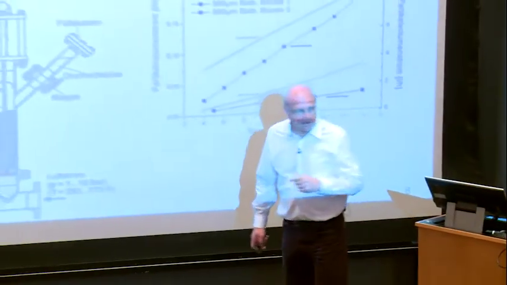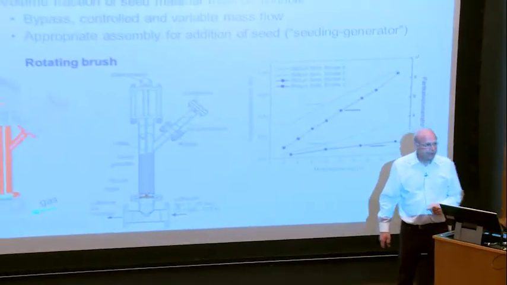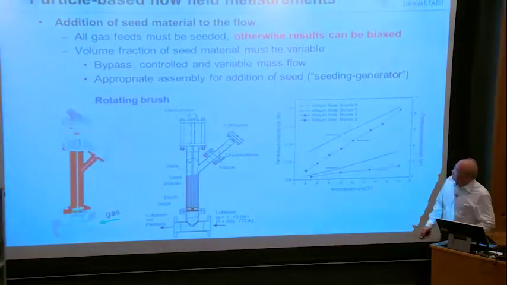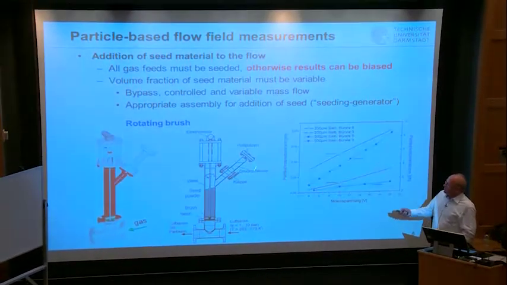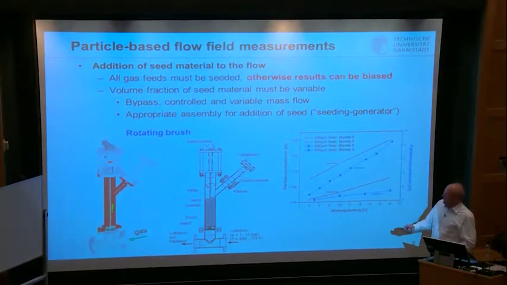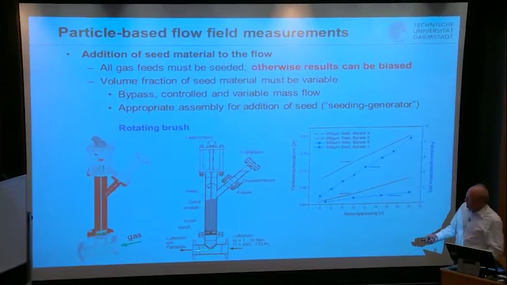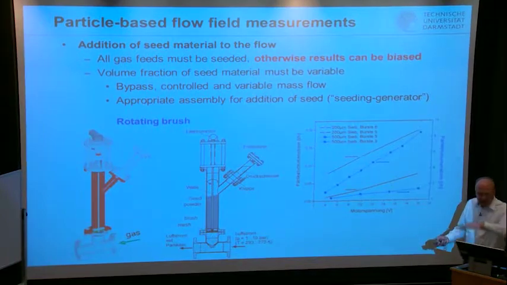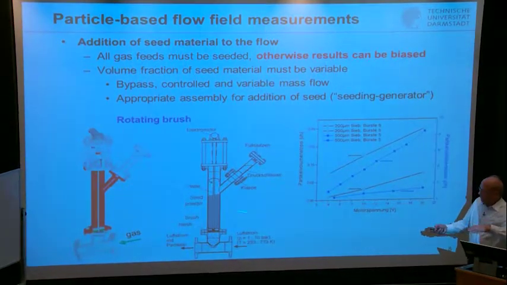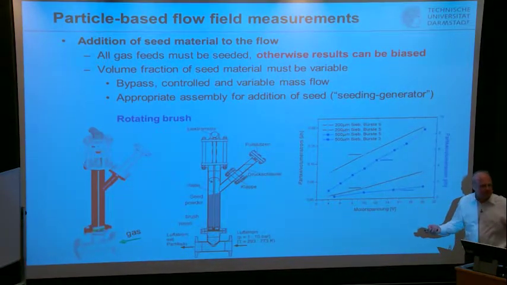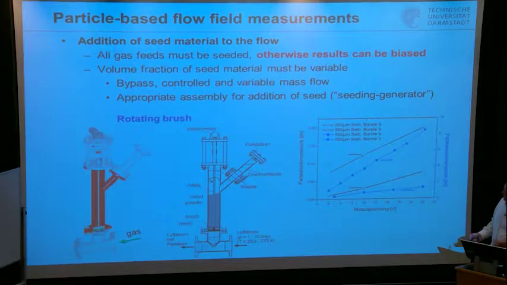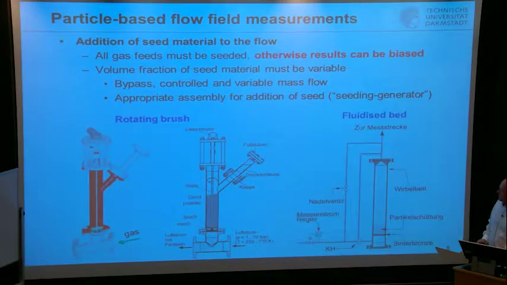And this is black art. Different groups came up with different ideas how to bring in this seed material. Some people use something like a tank, and then you have here the flow to be seeded, better shown over here. And then there's something like a mesh and a rotating brush. That's one possibility. Actually, not so good experiences.